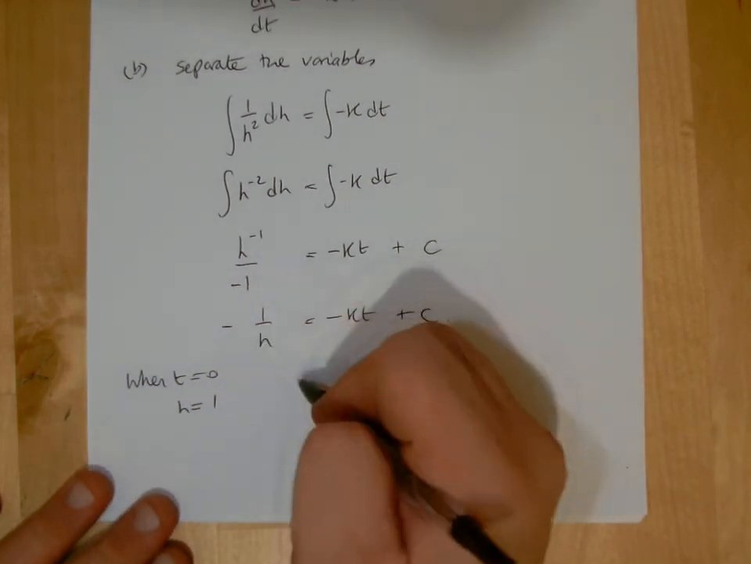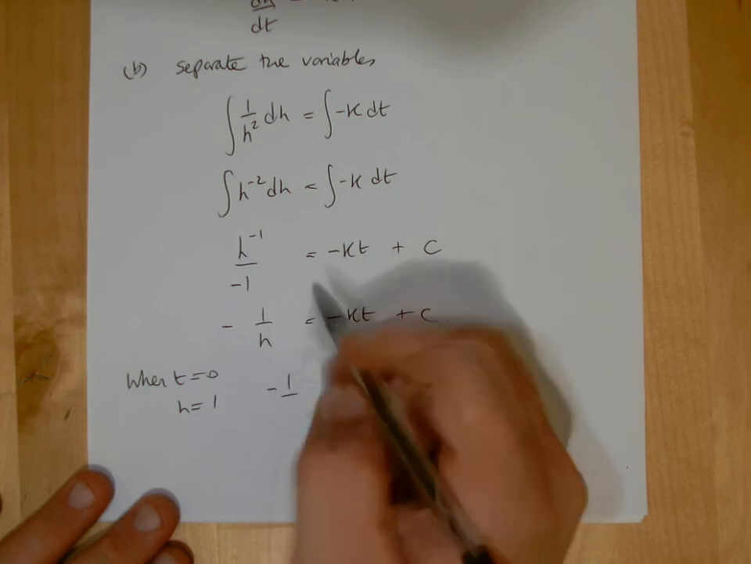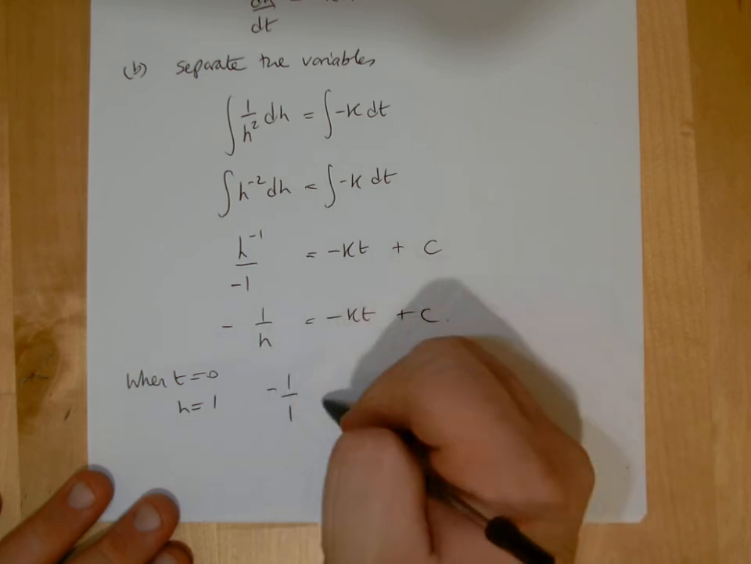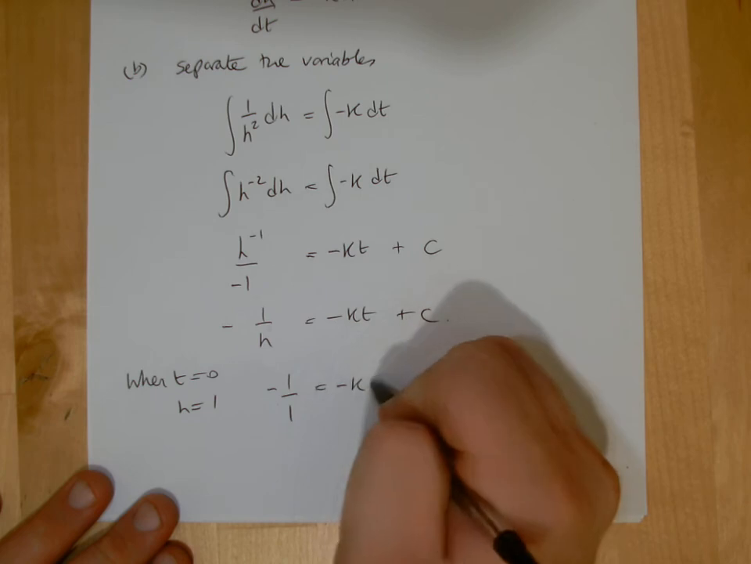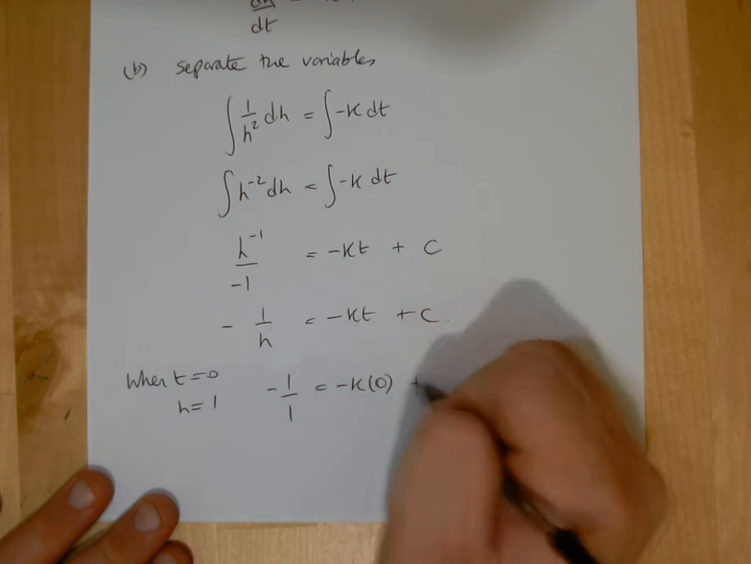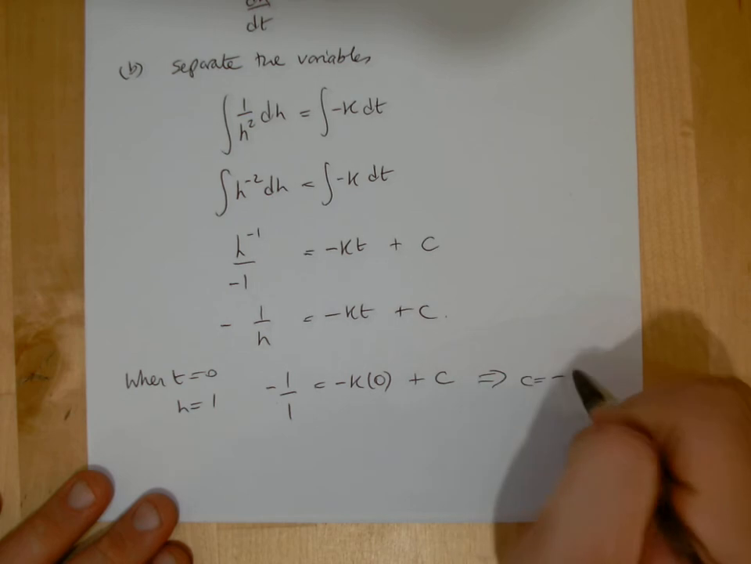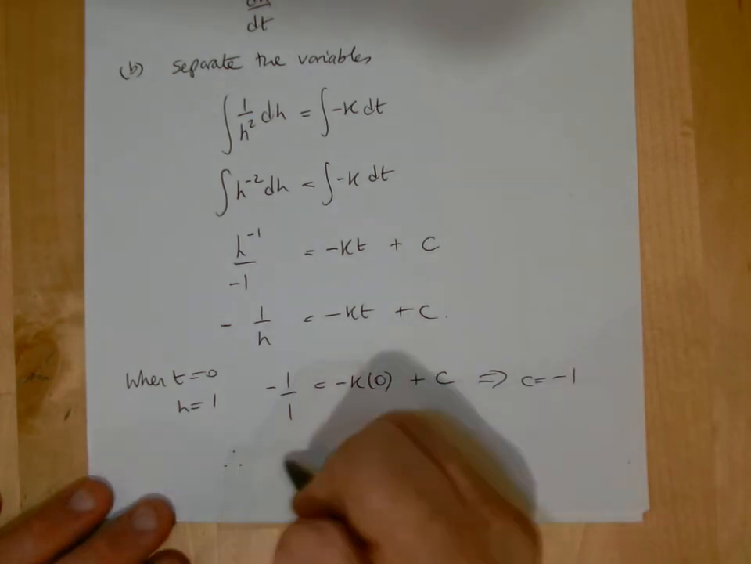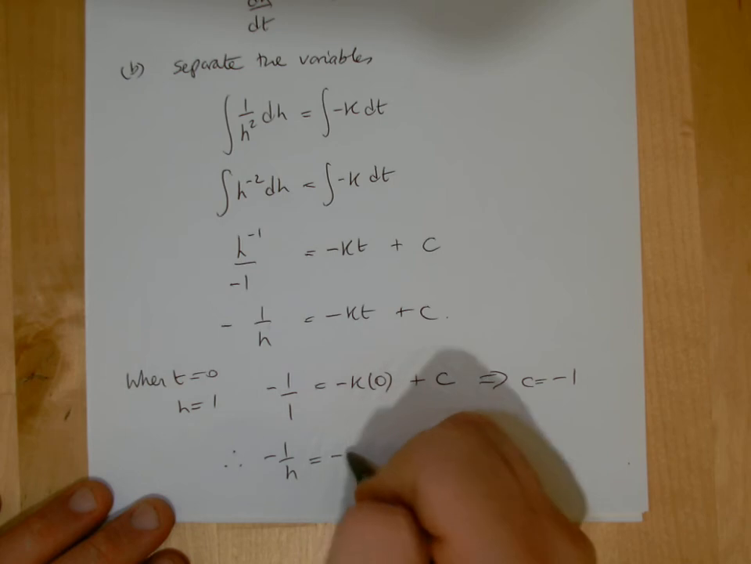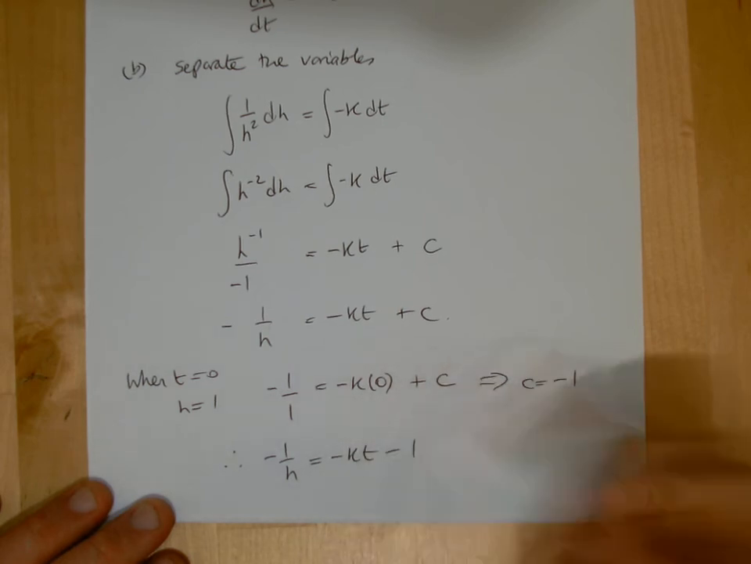So sub it in here, so we have minus 1 over 1 for h equals minus k times 0 plus c, which means then c will equal minus 1. So we have minus 1 over h equals minus kt minus 1.